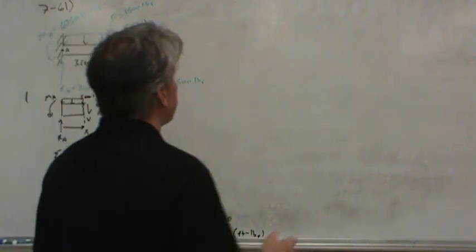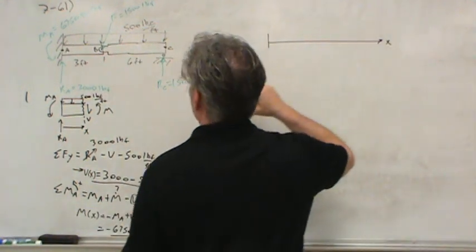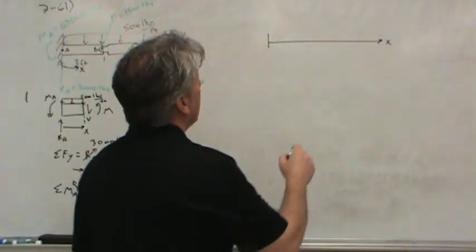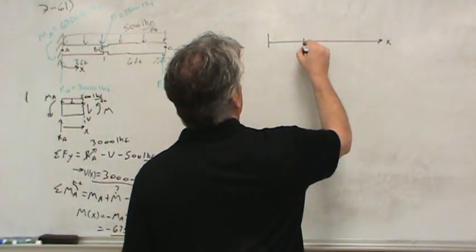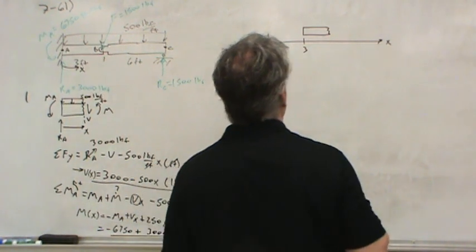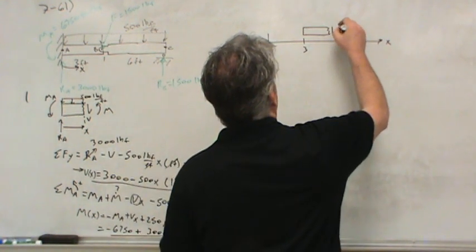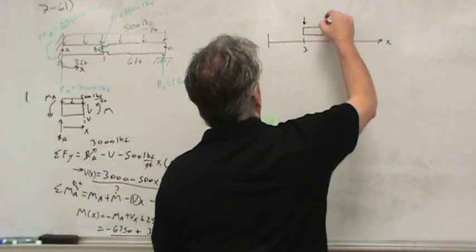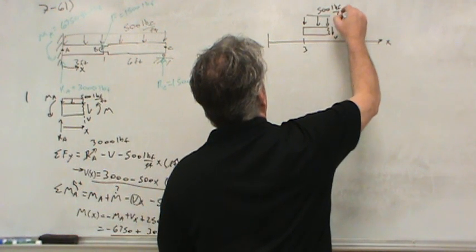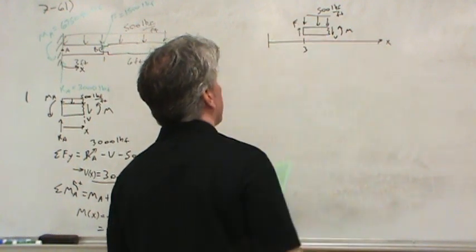Now, what about the other segment? What about, if we consider an x-axis that begins here at A, what about when we go over past 3 feet, we take the other segment of the beam, segment 2, and we cut it so that we can expose the shear and the moment within the beam. We still have our distributed load, obviously, 500 pounds per foot. But now, of course, we have the force F pushing up.